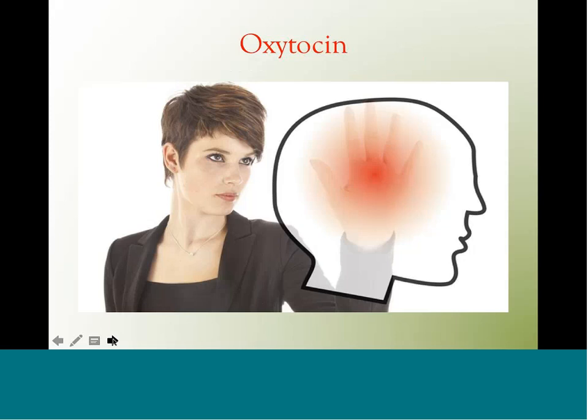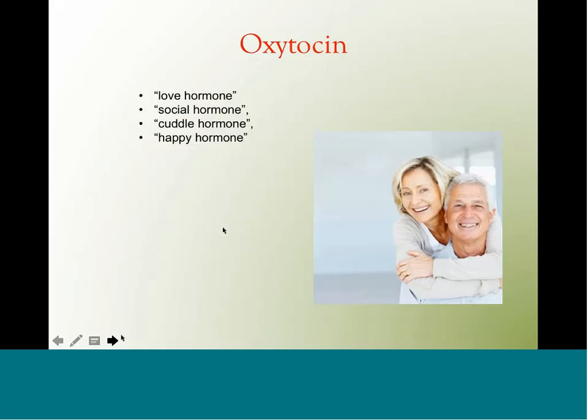Okay, and now we're going to switch to oxytocin. This is on the Empower, E-M-P-O-W capital H-E-R dot com website, where I have one article posted. It's a cool picture. Oxytocin is often called the love hormone, the social hormone, the cuddle hormone, and the happy hormone. There's a nice happy couple.